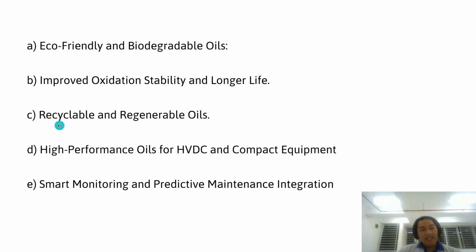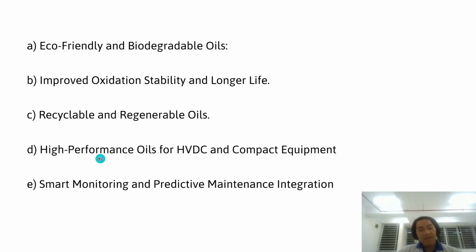C. Recyclable and regenerable oils. This method focuses on improved oil refining and regeneration technology to recover and reuse aged oil and reduce the oil disposal waste. That makes a lower environmental impact and cost.